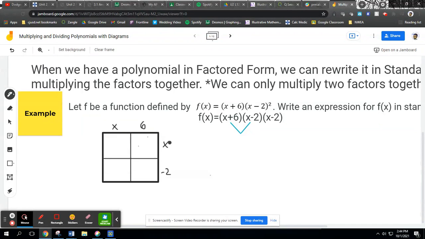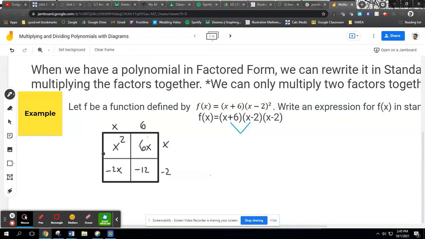Now we just multiply to get what goes inside, like area. The area of this box would be its length times its width, x times x. Hence why we call it an area model diagram. So that's x squared. Now we'll go 6 times x, that gets us 6x. X times negative 2 gives us negative 2x. And 6 times negative 2 is negative 12. And we have just uncovered our product.